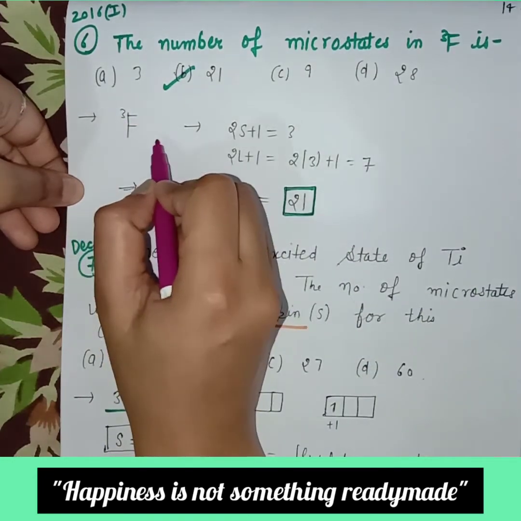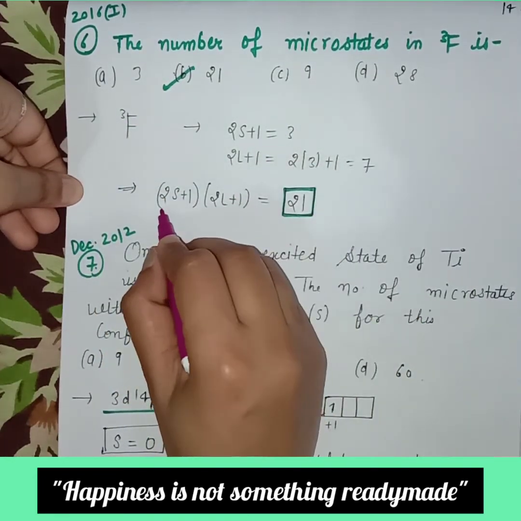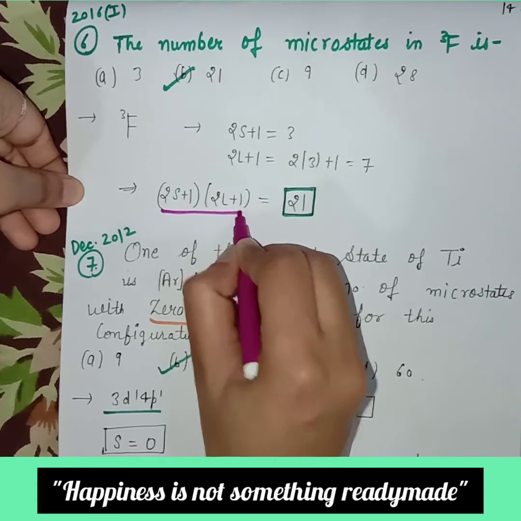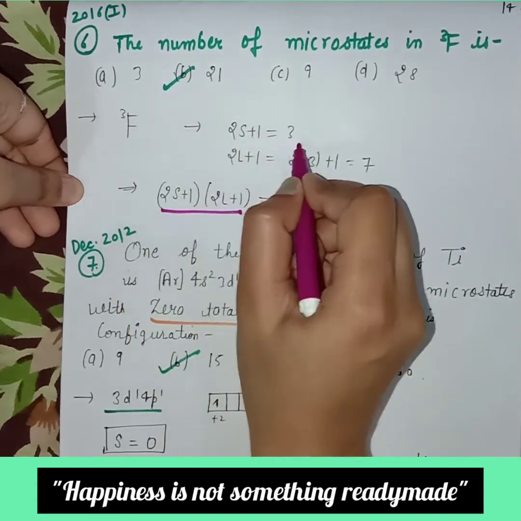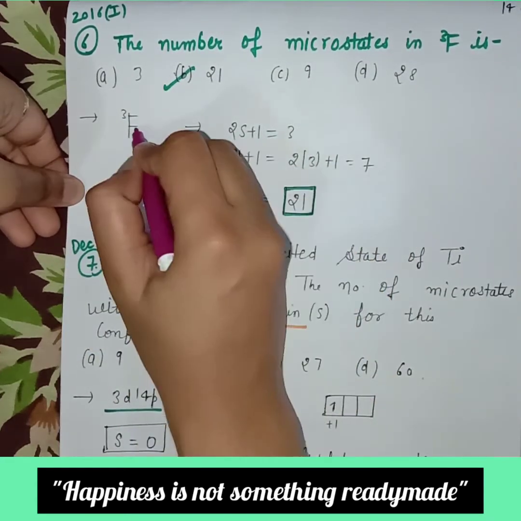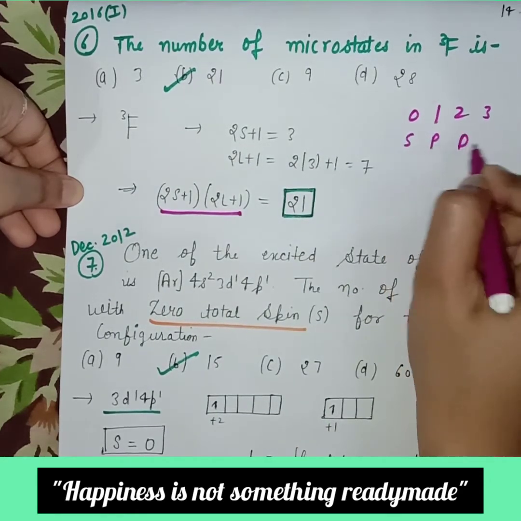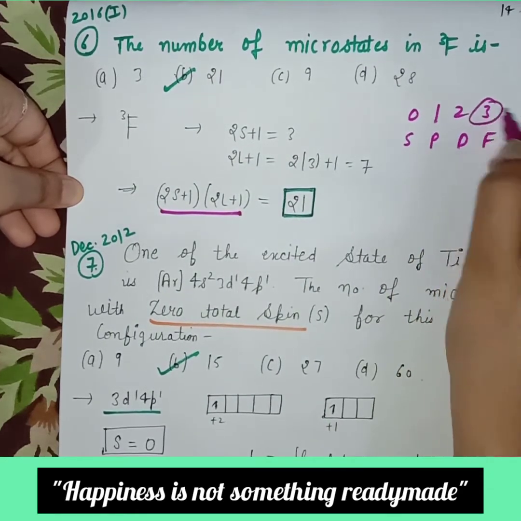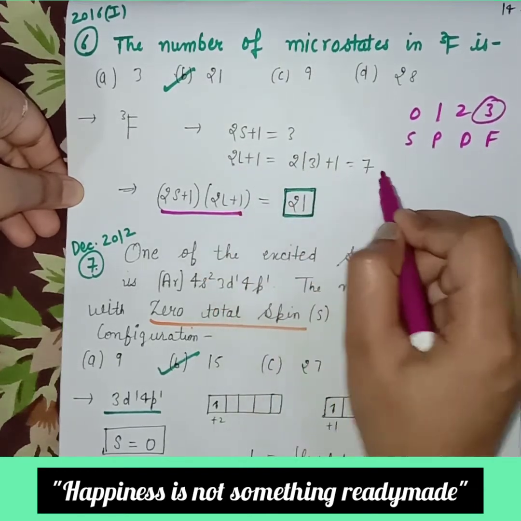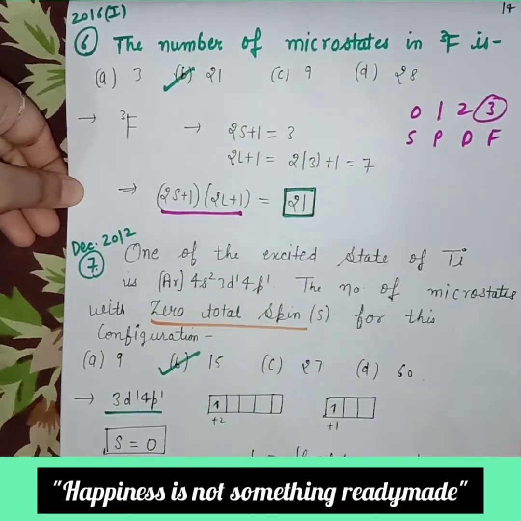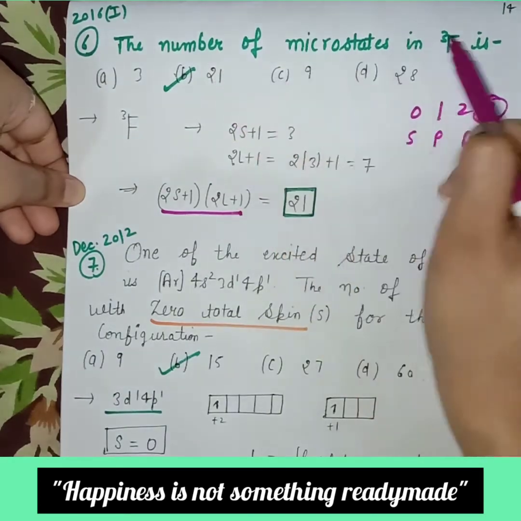To find the number of microstates, we have a simple formula: 2S plus 1 into 2L plus 1. Here 2S plus 1 is equal to 3, and L is equal to 1, 2, 3 for S, P, D, F, so L is equal to 3 here. Put the value of L here and we get 7. So 7 into 3 is equal to 21. The number of microstates in 3F is 21.